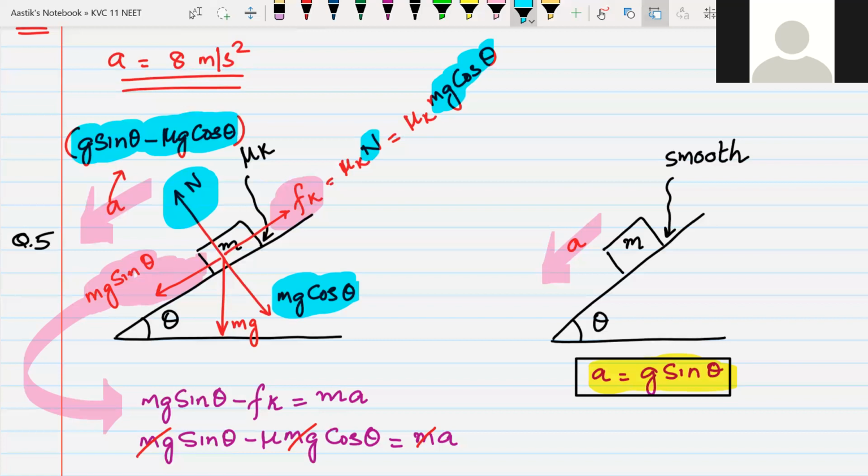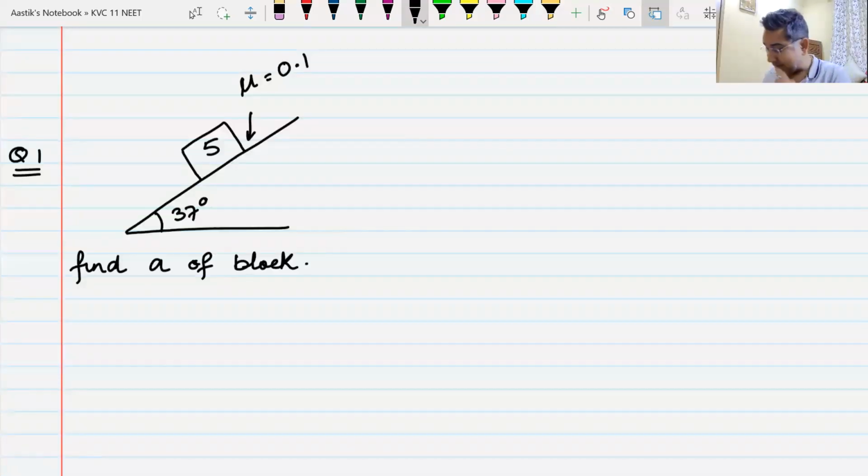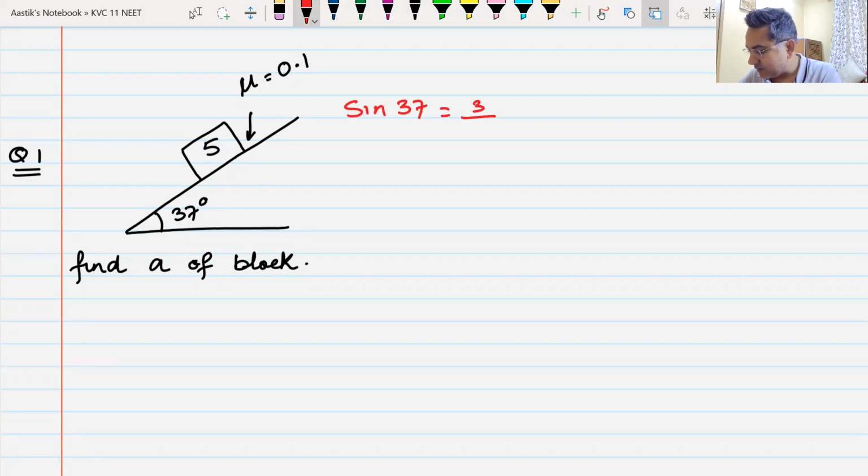Have you noted it down, everyone? Okay, then here comes a question, and I hope you can solve this and give me the values. If you don't know the values of sine 37 and cos 37, I can tell you sine of 37 is 3 by 5 and cos of 37 is 4 by 5. So this is the information. If you need, you can use it.